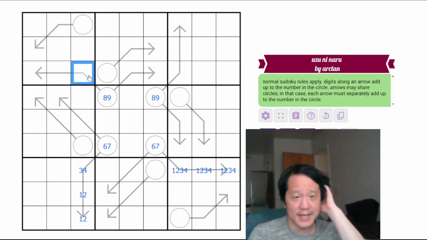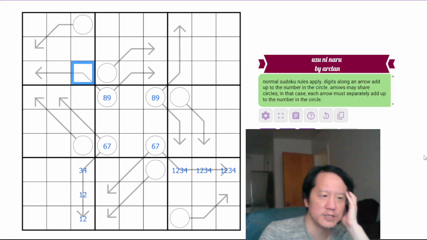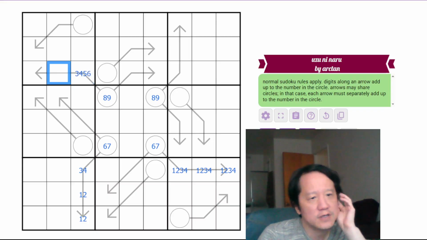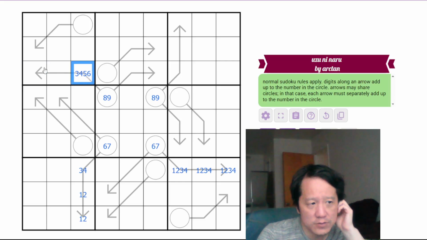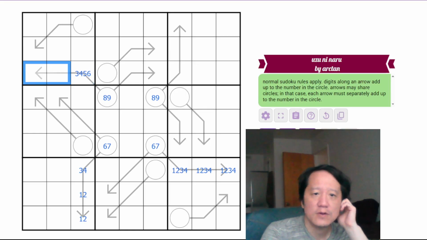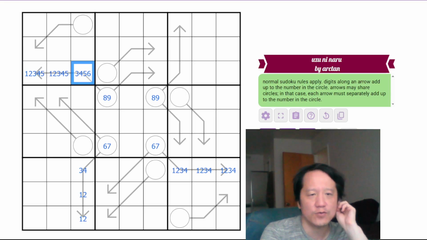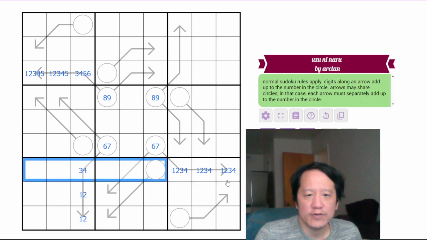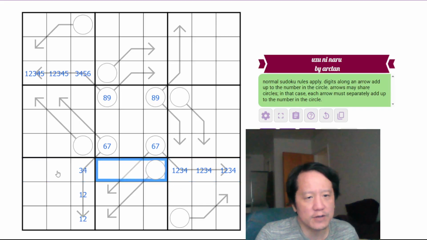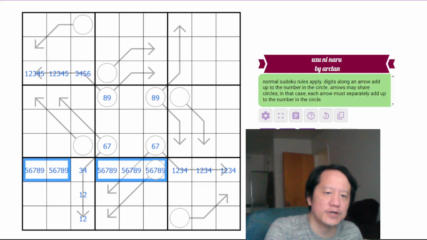So therefore, this cannot be 1 or 2 here. We are guaranteed this is 3 through 6. These have to be either 1, 2 with 6, 1, 2 with 5, or it could be 1, 5 with 3. It could be 2, 3, or 4. Anyways, remaining digits in row 7, because this is a 1, 2, 3, 4 quadruplet, means they have to be 5 through 9. So we have 5 through 9 here.